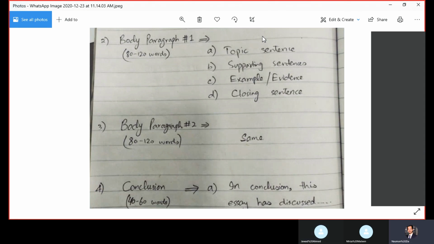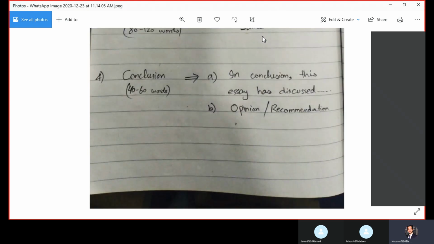Now, this is the format for the body paragraph. You will have to follow this in all the body paragraphs you will write. Okay? And finally, you have to write the conclusion.